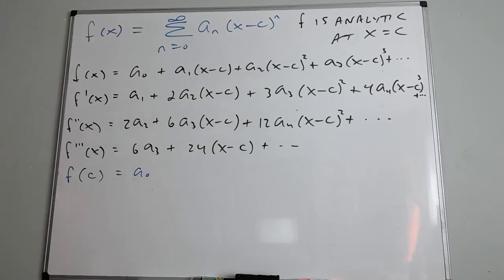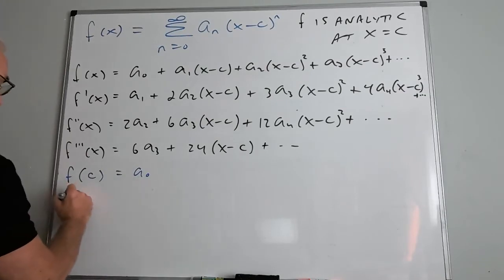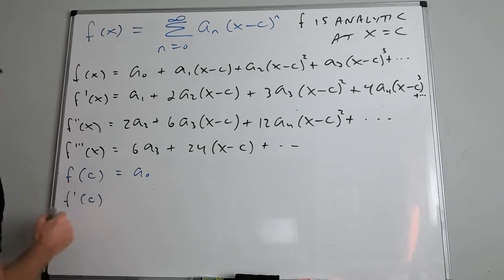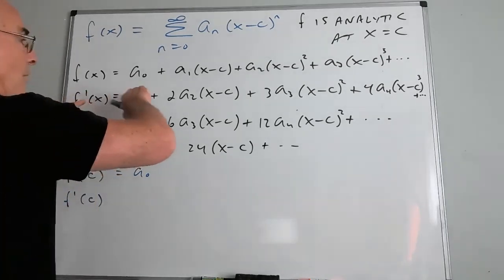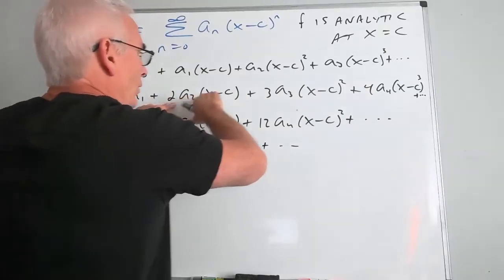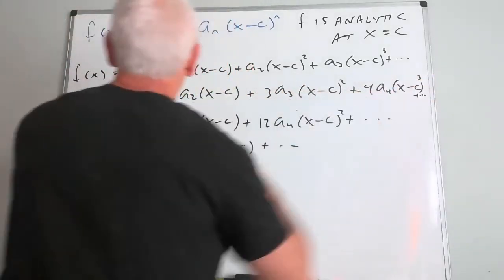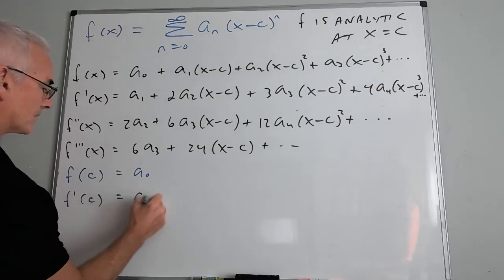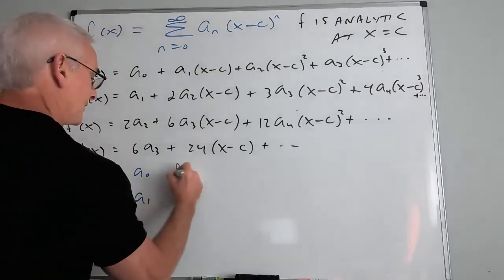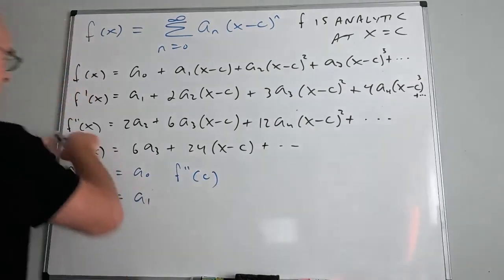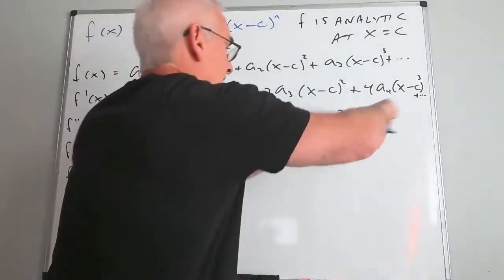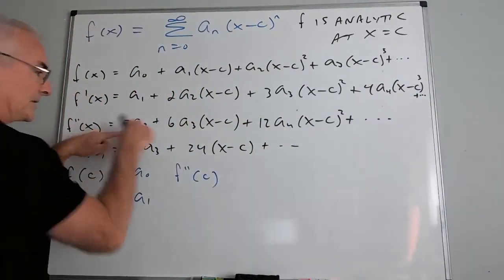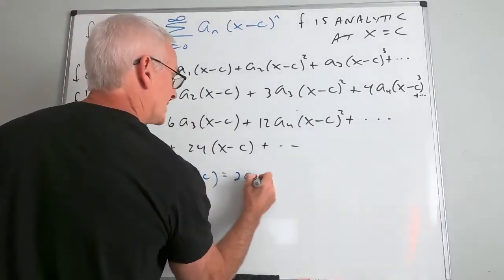Ooh, that's useful. All right. What's f prime of c? If I replace all my x's with c's, then won't all of these be 0? And f prime of c will simply be a1. What's f double prime of c? Well, let's go to this line. All of these are going to be 0, and all I'd be left with is 2a2.